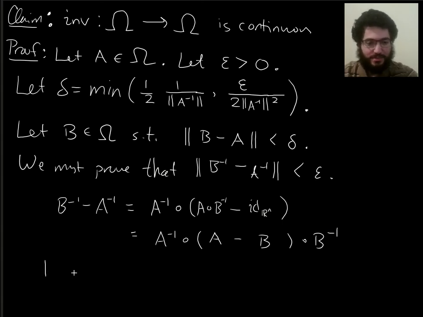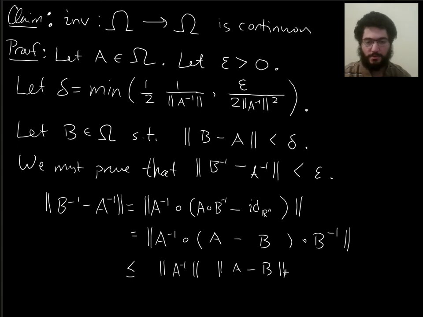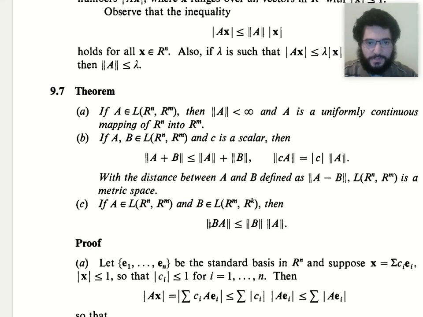So then the norm of this is less than or equal to this product of norms. I'm using this property of the norm on the vector space of linear maps, having to do with what happens when you compose linear maps. You get this inequality. Let me show you exactly what I'm using. Here in Rudin, I'm using this portion of Theorem 9.7. This is one of the properties of this norm with respect to composition.